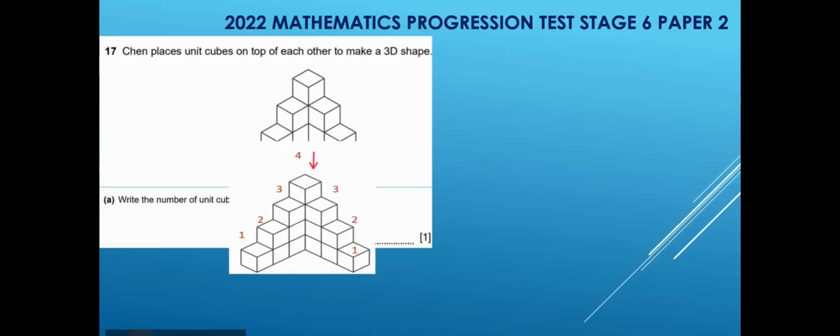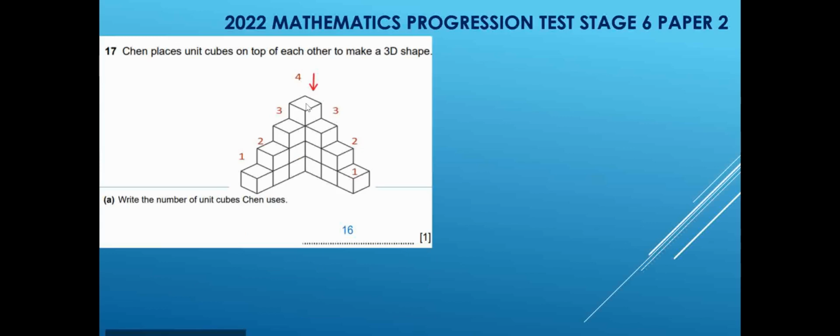How does it work? So we see that this column is 4 going down, 1, 2, 3, 4. This column is 3. This column is 2. This column is 1. So 1 plus 2 plus 3 plus 4 is equal to... 1 plus 2 is 3. 3 plus 3 is 6. 6 plus 4 is 10. 10 plus 3 plus 2 plus 1 is equal to 16. That's how we got this.